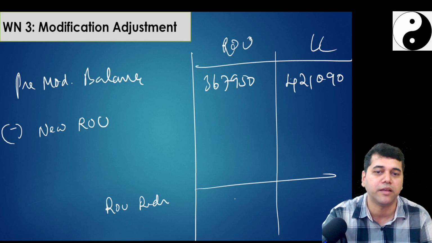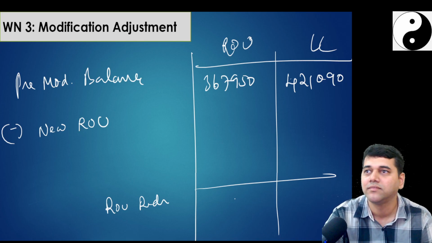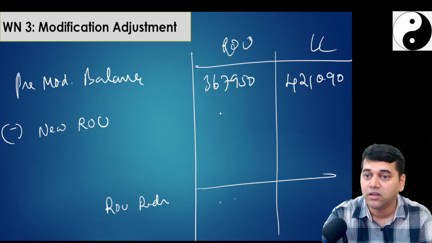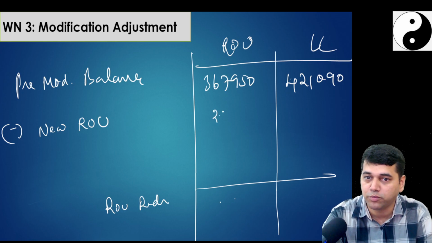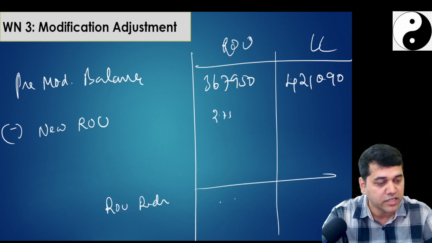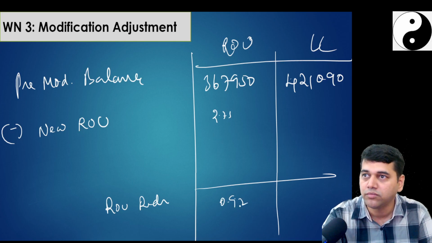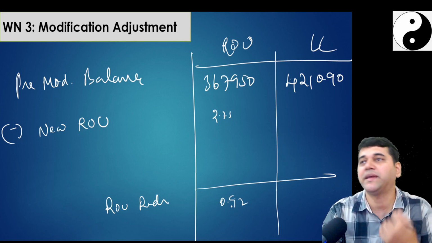Any one number you can tell me. 2 lakh, 2.75. What is 2.75? New balance. New balance is 2.75. That means reduction is how much? 3.67 minus 2.75. You are telling me you are going to credit ROU with 0.92. What is my accounting entry?